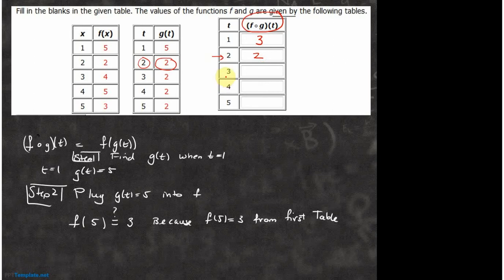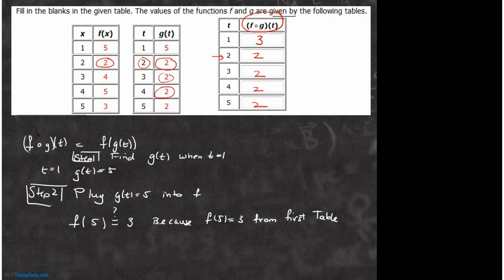3. So I go to this table first. g at 3 is 2. So I get the 2 here. Then I go to the 2 here, because the answer here was 2. I go to the x values here of 2 and get the y value. So my answer is 2. One more time. 4. I go to the 4 here. The y value is 2 again. So I go back to the 2 here. The y value is 2. 5. Well, they made it really easy, right? 5 is 2, 2 is 2. So I get 2 here.